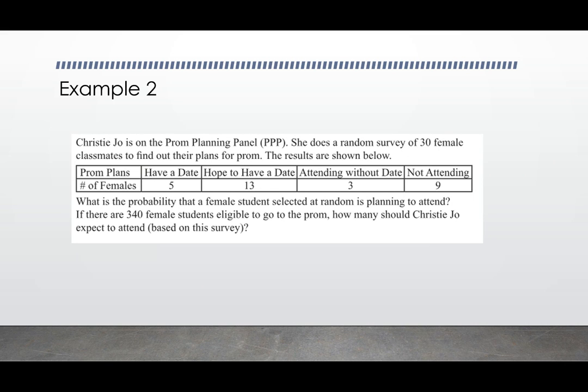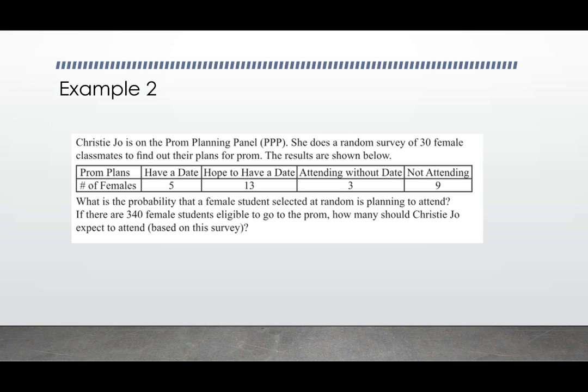All right, look at example 2. Christy Joe is on the prom planning panel, PPP. She does a random survey of 30 female classmates to find out their plans for prom. The results are shown below. So we have 5 females who have a date, 13 females who hope to have a date, 3 who are attending without a date, and 9 who are not going at all. So what is the probability that a female student selected at random is planning to attend? If there are 340 female students eligible to go to prom, how many should Christy Joe expect to attend based on this survey?